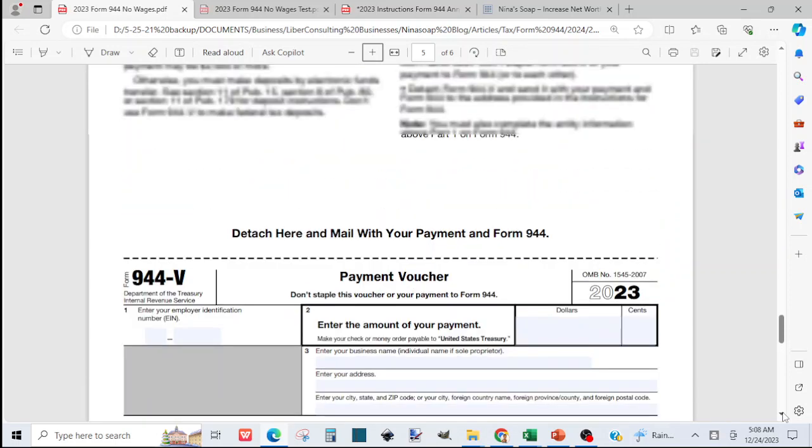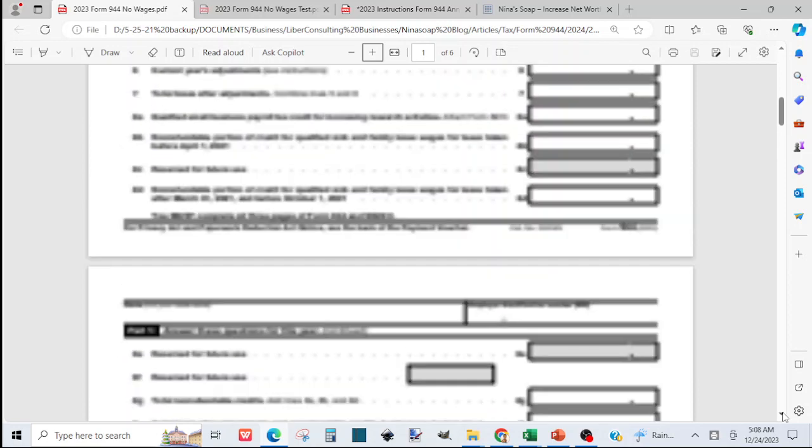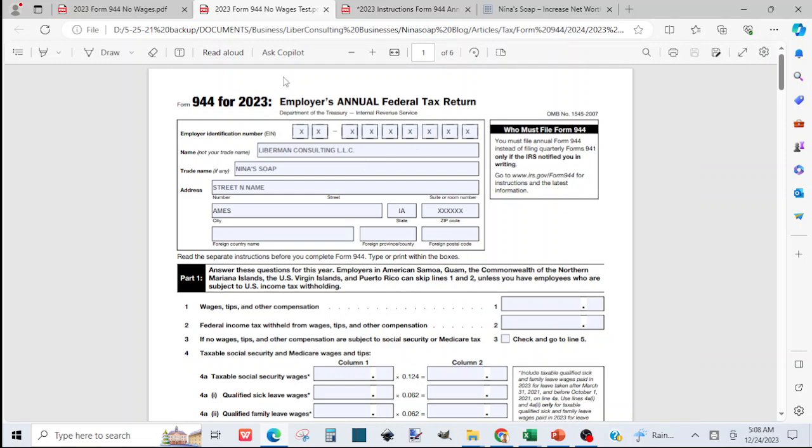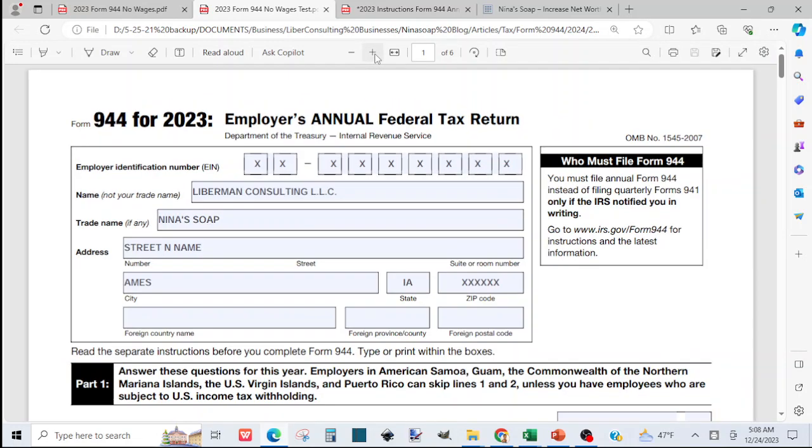Let's get started. We are going to have a semi-blank form here to work with. So how do you complete Form 944 for 2023?